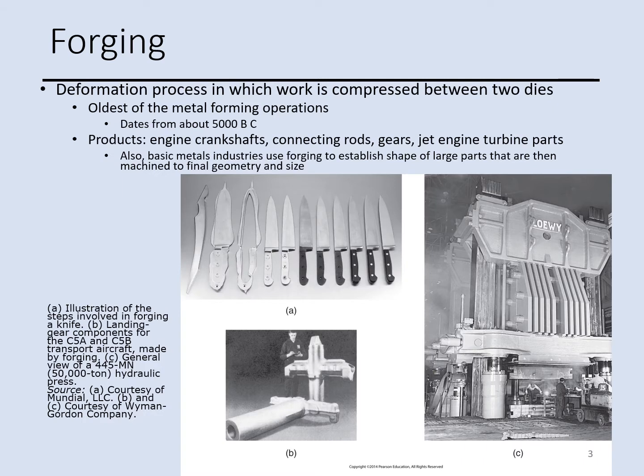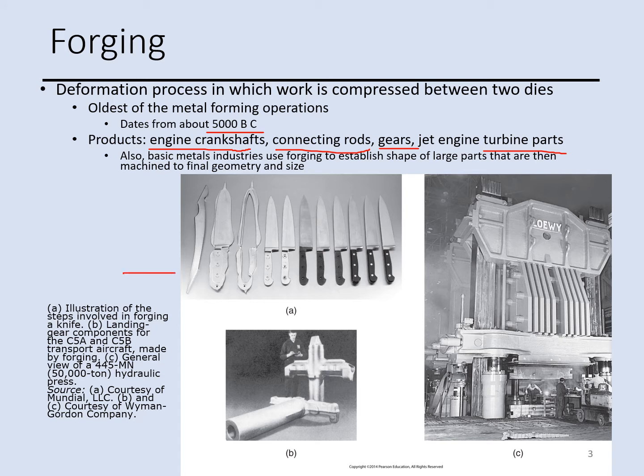Forging is a deformation process in which the workpiece is compressed between two dies. And this is one of the oldest metal forming operations. It started around 5000 BC. We have a variety of products in this process. We can have engine crankshafts. We can produce connecting rods, gears, and turbine parts.